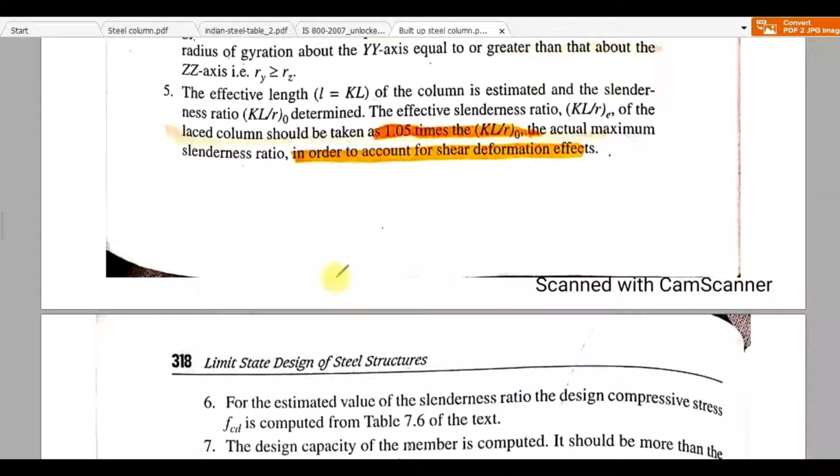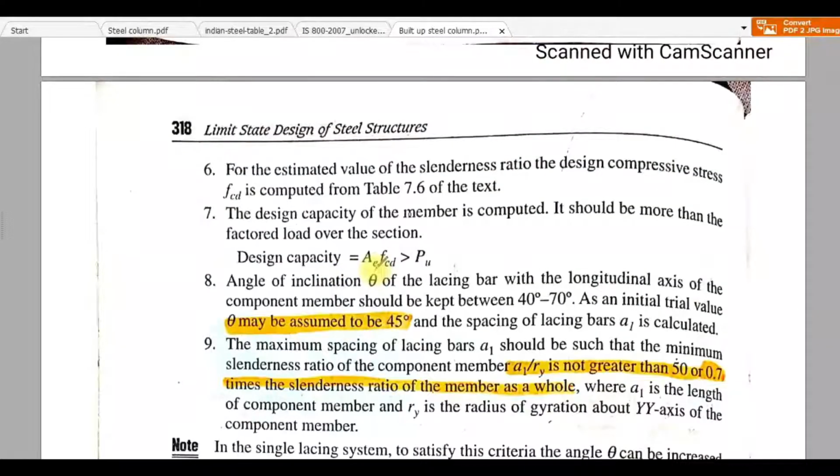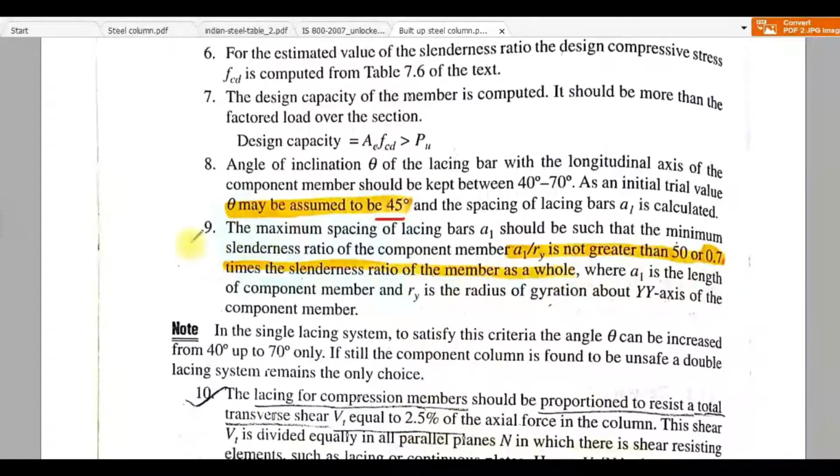Now next we have to design the lacing. It is guided that the lacing should be placed at an angle of 40 degrees to 70 degrees with the vertical axis. Generally 45 degrees is selected or is best suited. Then after that you have to satisfy this condition: the spacing of the lacing bar, a1 by ry, should not be greater than 50 or 0.7 times the slenderness ratio of the member as a whole.